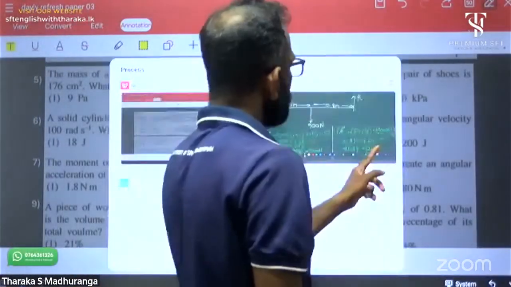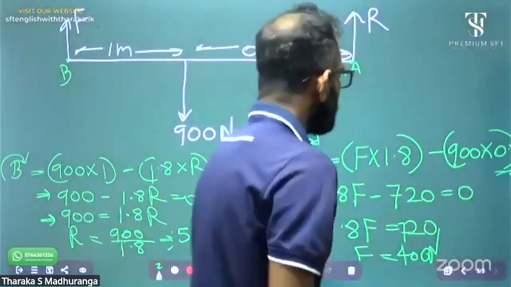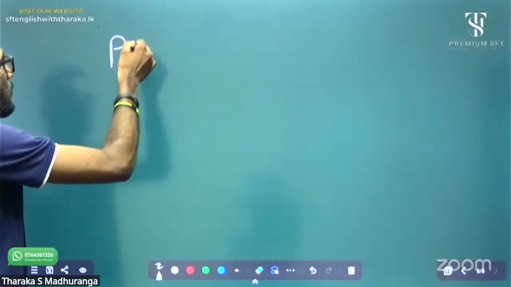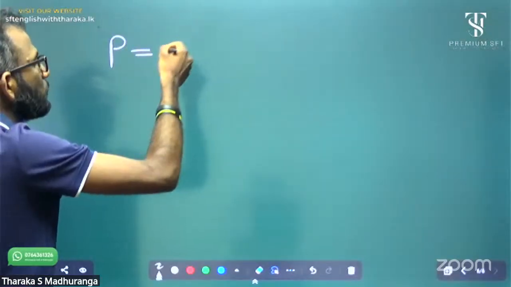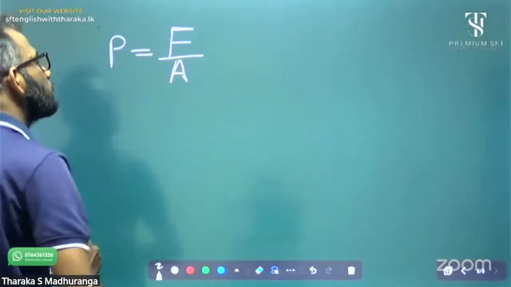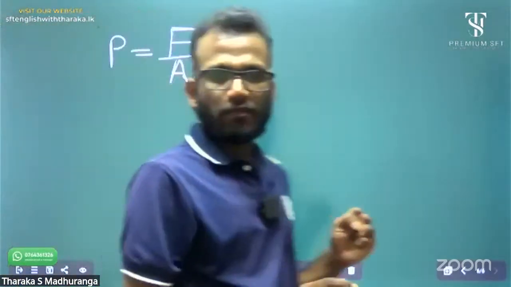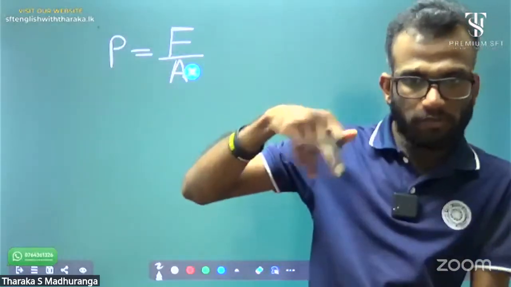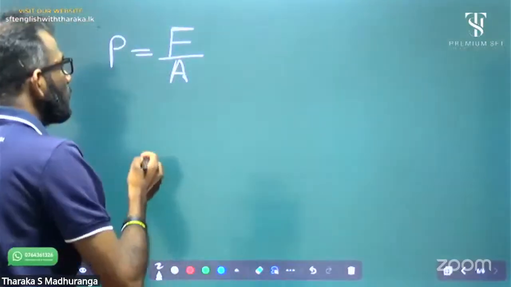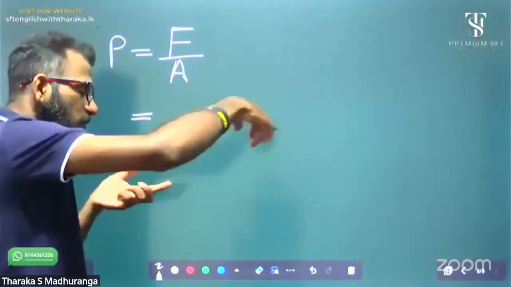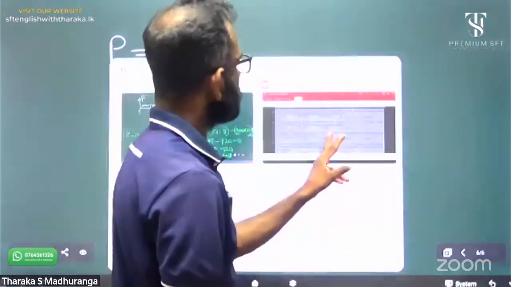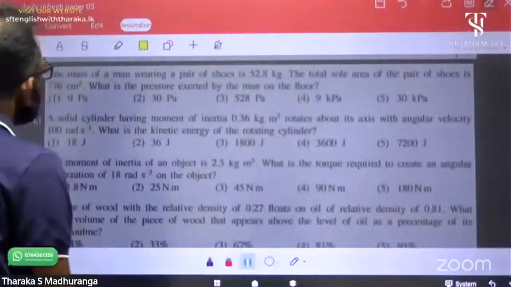Okay, the pressure equation that you already know from O-level time. The full discussion we can conduct in our fluid mechanics lesson. Pressure equals F over A, right? The perpendicular force divided by the cross-section area or surface area. Okay, now what's the meaning of F?